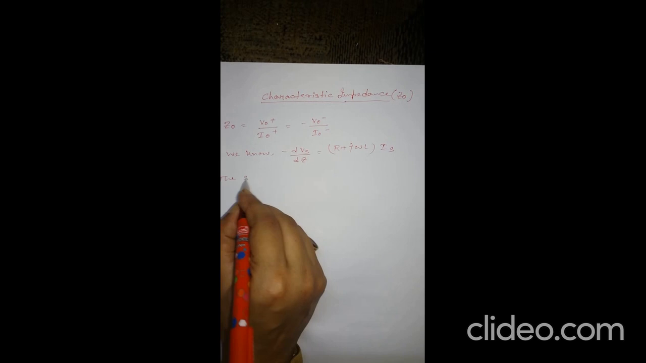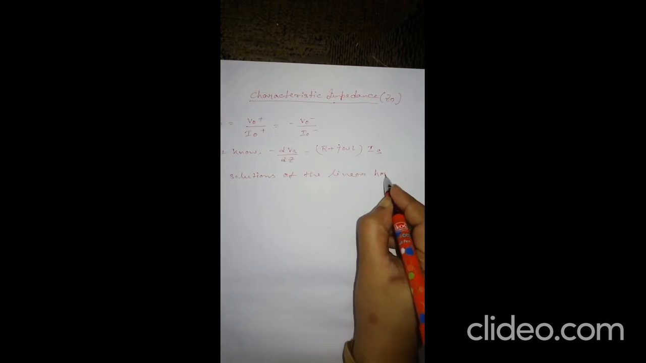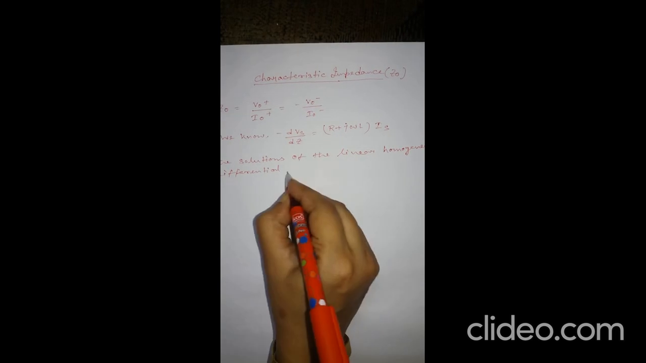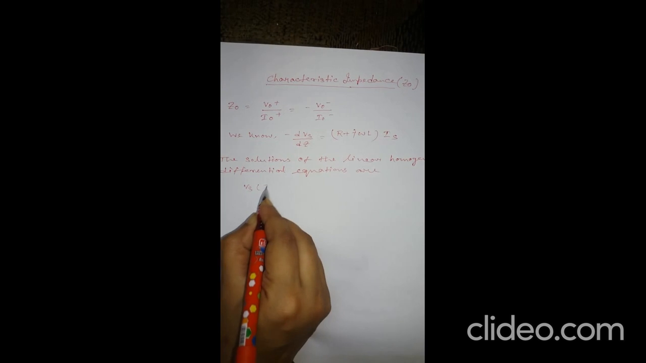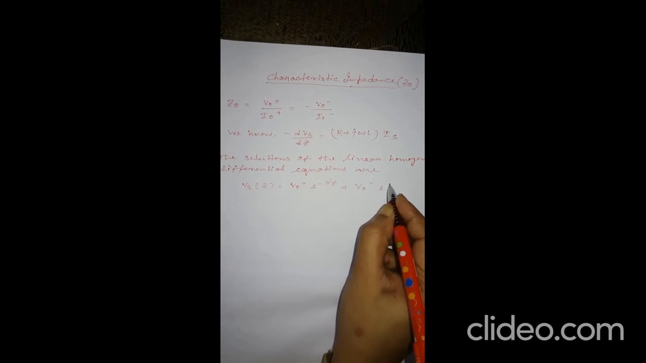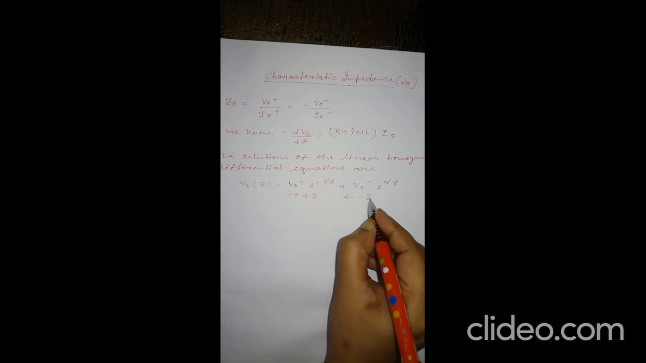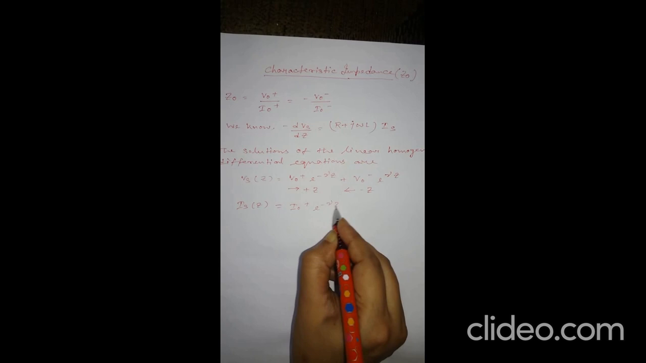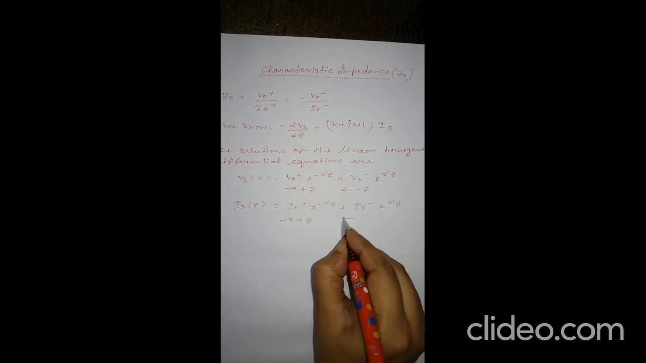Now the solution of the linear homogeneous differential equation: we know that Vs(z) is equal to V0 plus e to the power minus gamma z plus V0 minus e to the power gamma z. This is for the positive traveling wave and this is for the negative traveling wave. Similarly, we can write Is(z) equal to I0 plus e to the power minus gamma z plus I0 minus e to the power gamma z. Similarly, this is for the positive traveling wave and this is for the negative traveling wave.